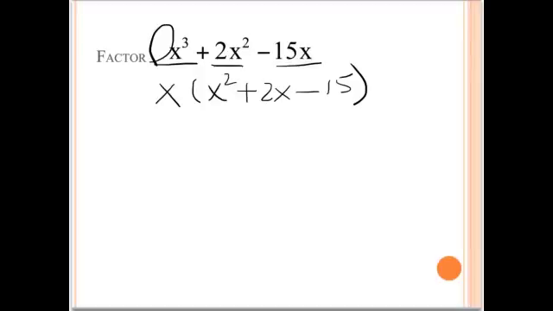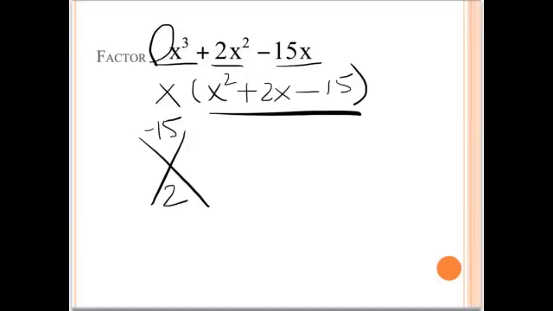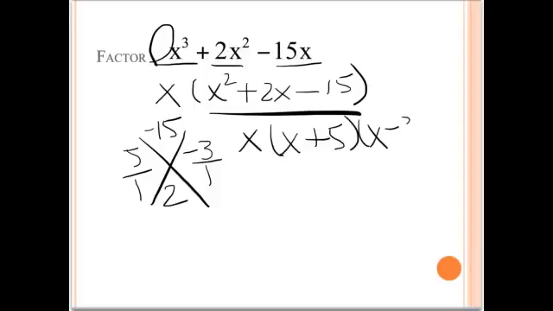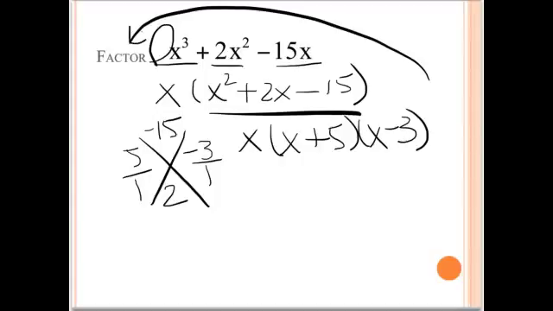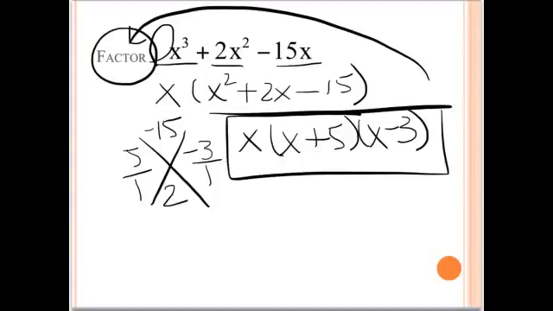And now that I've factored out that common monomial, I can factor this using my x. So remember, a times c goes on top, and then b goes on the bottom. So my two numbers are going to be positive 5 and negative 3. Don't forget to divide by the a. In this case, it's 1. So you end up with x times x plus 5 times x minus 3. We go back to the beginning, which asks us just to factor, so all we need to do is stop there.